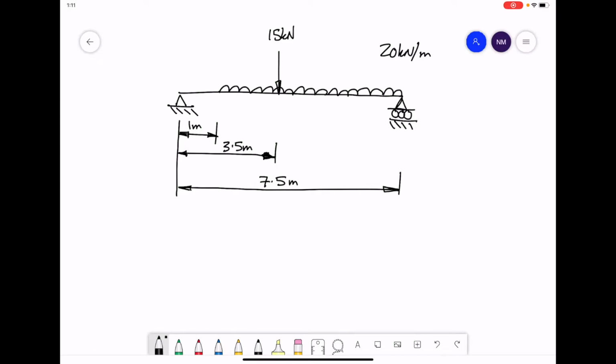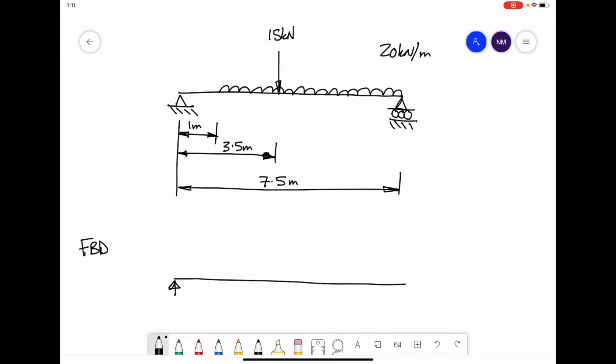This is our next example for working out the reactions. So as we have done previously, first thing we do is to draw our free body diagram, replacing the supports with the associated forces so we can do our analysis.